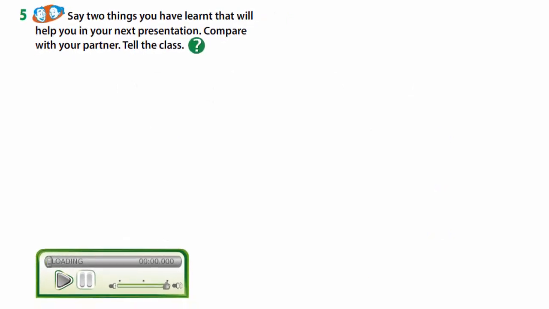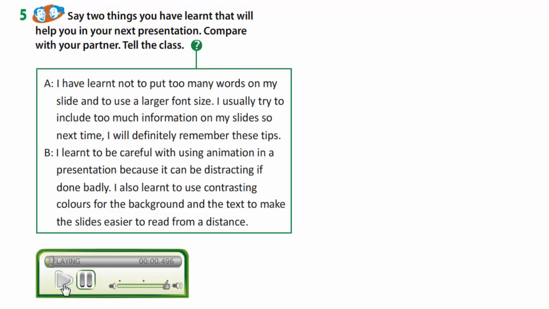In exercise 5, you are to say 2 things you have learned that will help you in your next presentation. Let's compare with the model. I have learned not to put too many words on my slide and to use a larger font size. I usually try to include too much information on my slides, so next time I will definitely remember these tips. I learnt to be careful with using animation in a presentation because it can be distracting if done badly. I also learned to use contrasting colours for the background and the text to make the slides easier to read from a distance.